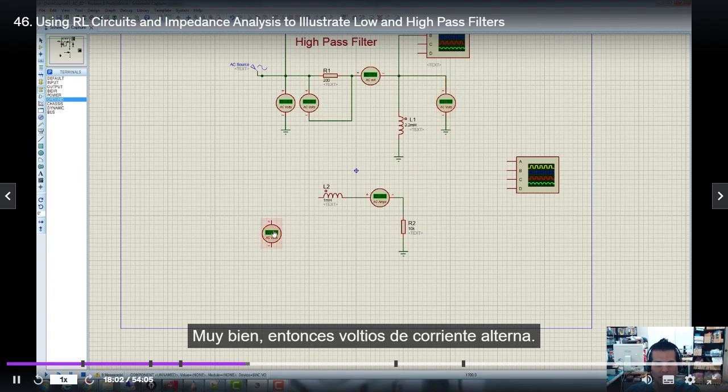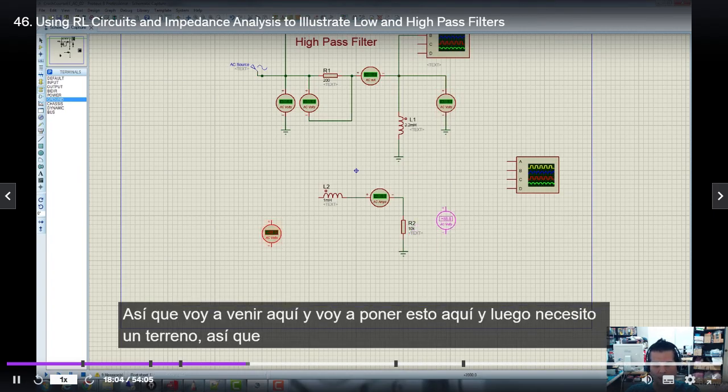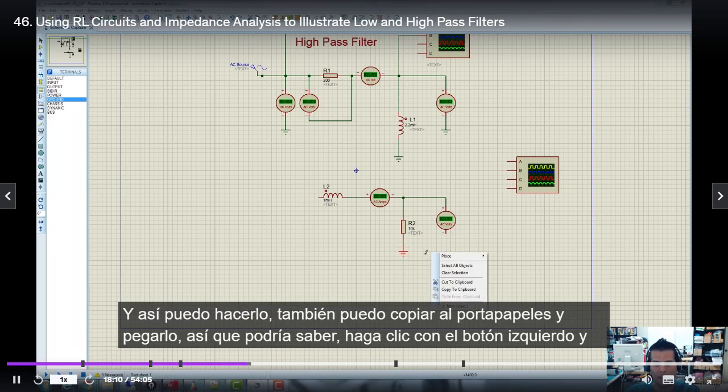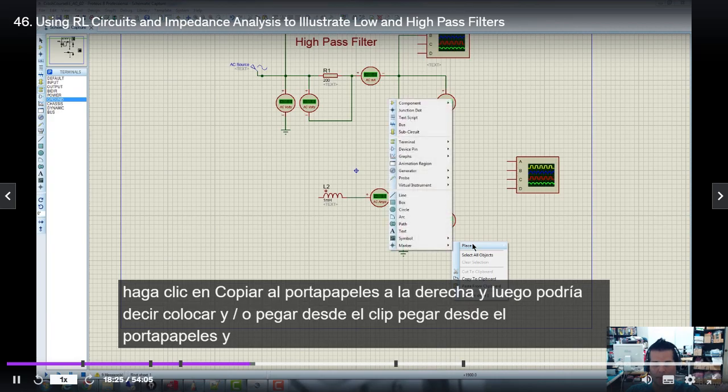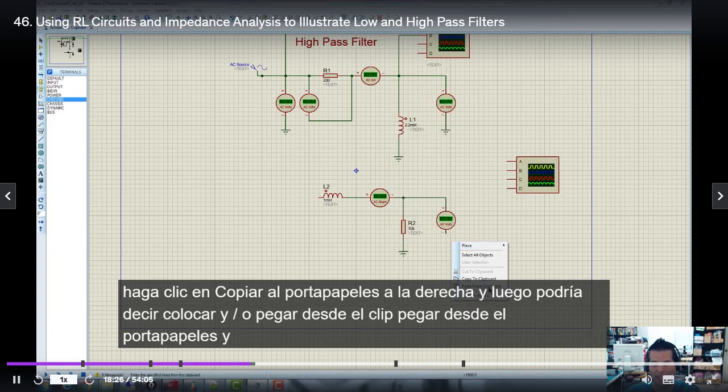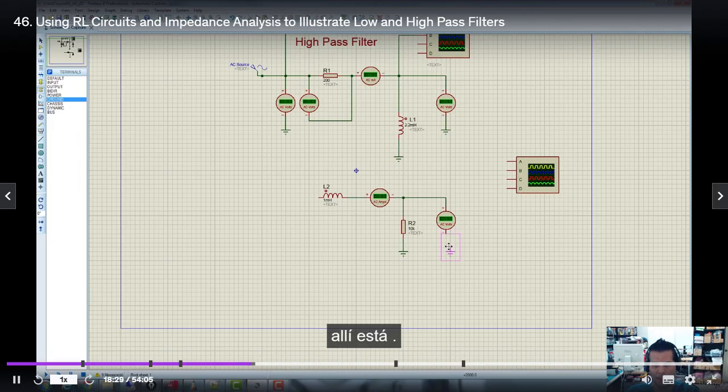All right, and then AC volts. So I'm going to come here, and I'm going to put this right here, and then I need a ground. So let's just copy that. And so I can also copy to clipboard, and I could paste as well. So I could, you know, left click, right click, and say copy to clipboard, right? And then I could say place and or paste from clipboard, and then there you go.